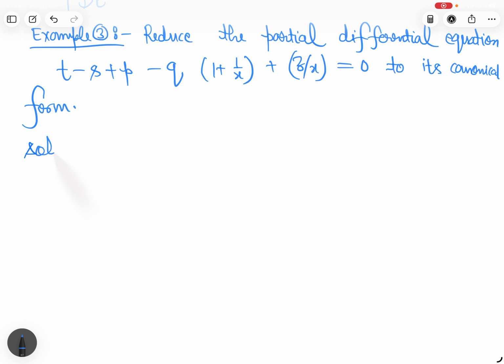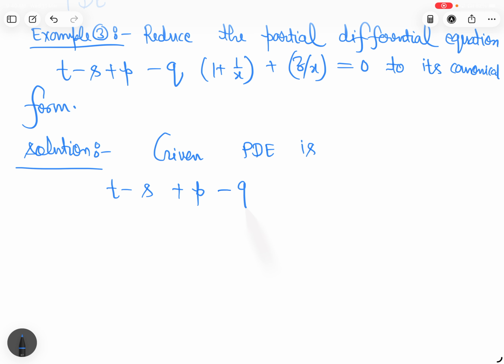Solution. So the given PD is T minus S plus P minus Q. So we are writing in this form. The coefficient should come earlier, in the starting.